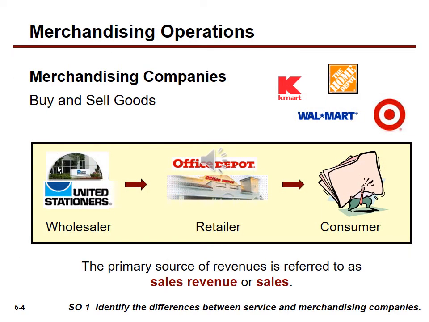So in this chapter, we focus on merchandising operations. Now, when we talk about merchandising companies, we need to understand that merchandising companies are the companies that focus on buying and selling goods. So retailers, wholesalers, these are companies whose primary source of revenue comes from purchasing some products and then reselling those products to their customers.